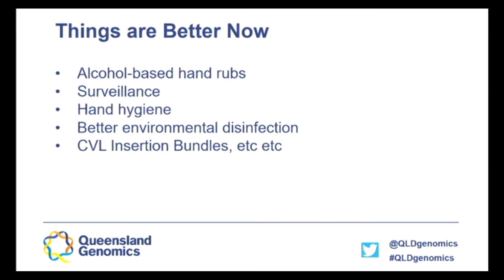Also, since the 1970s when the CDC proposed this, things are better in hospital now. We have alcohol-based hand rubs, and whilst hand hygiene is not ideal, it's substantially better than it was, and the availability of alcohol-based hand rubs means it's much easier to do much more quickly. We have much stronger routine surveillance systems now. We have mandated hand hygiene auditing and a much better idea of what's going on. We're better at environmental disinfection. We have central line insertion bundles and a whole lot of additional infection control that we used not to.